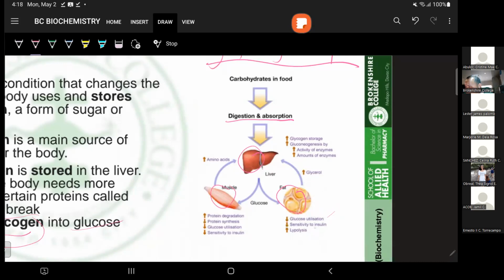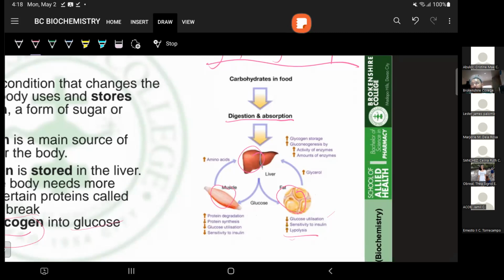And opposite of that one, in order to break down glucose, there should be lipolysis process. Na? Lipolysis. So as to the muscle, no? Increased protein degradation, okay? Decreased protein synthesis, decreased glucose utilization, and there will be decrease in sensitivity to insulin kasi nga na-store na siya sa muscle yung glucose.